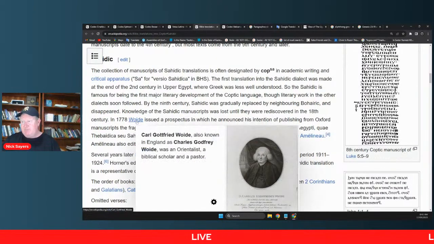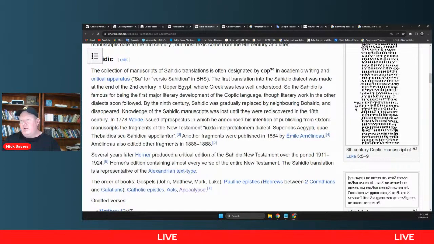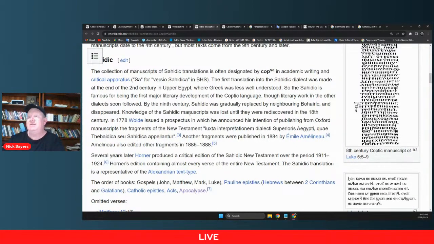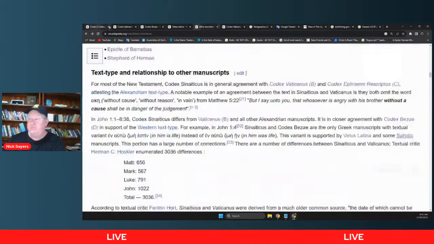So here's a picture of him. Nice hair. Would have been a wig, I guess. A prospectus in which he pronounced his intention of publishing from Oxford manuscripts the fragments of the New Testament. So it's basically an older language and it's died out. Sometimes you might have Coptic, Ethiopic. So here you have Coptic, Sahidic. And so, yeah, basically that's what Sahidic is.